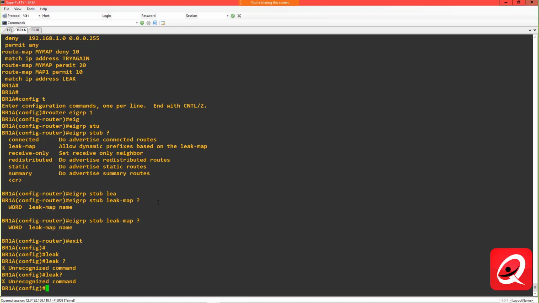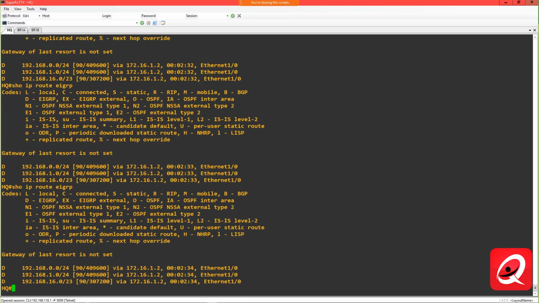But the basic concept of the leak map configuration is that you would create either a prefix list or an access list that's going to permit typically what you want to be allowed out, besides whatever the stub feature is allowing, which is connected and summary. And anything that's going to be permitted or matched by the route map would also be leaked out to the other peers based on the stub configuration. So I'm just really not sure why it's not working.